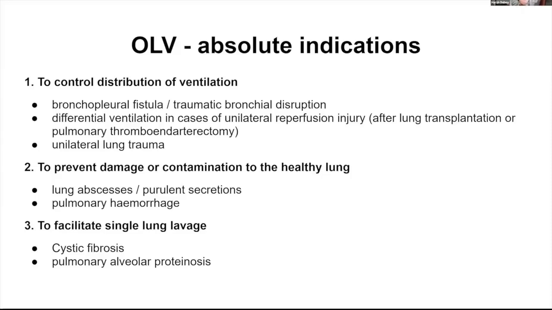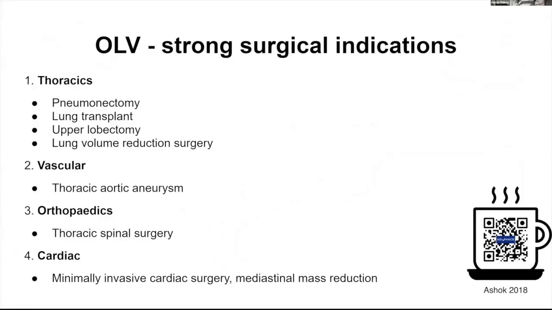They're pretty straight and simple, really. So to control distribution of ventilation, and that might be for traumatic bronchial disruption, preventing contamination to the healthy lung, whether that's blood or pus, or probably outside of the operating room somewhere else in the ICU, but to facilitate single lung lavage as well. In terms of strong surgical indications, they're all pretty obvious things.